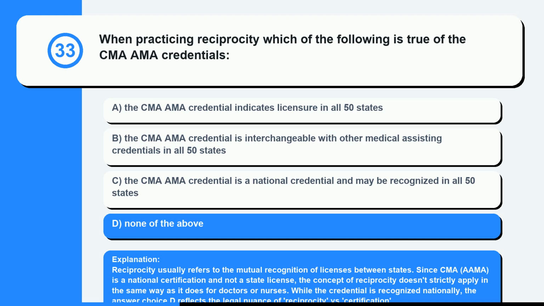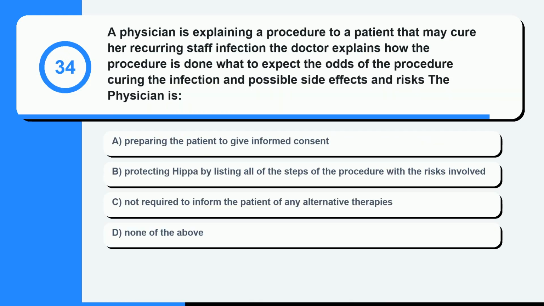Question 33. When practicing reciprocity, which of the following is true of the CCMA credentials? A. The CCMA credential indicates licensure in all 50 states. B. The CCMA credential is interchangeable with other medical assisting credentials in all 50 states. C. The CCMA credential is a national credential and may be recognized in all 50 states. Or D. None of the above. The correct answer is D.